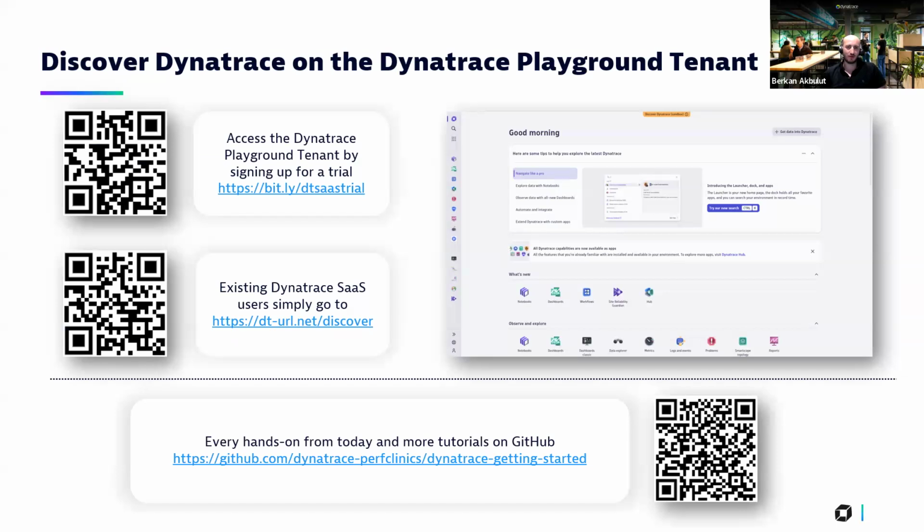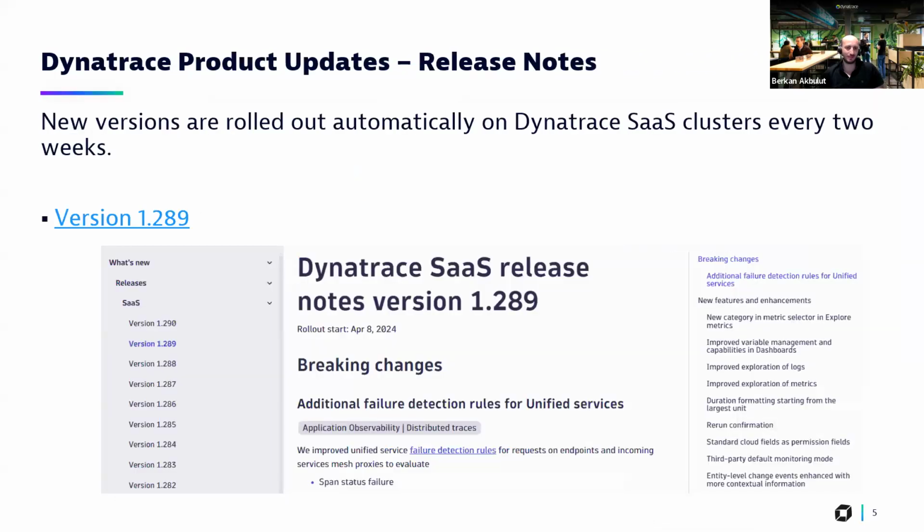To access our playground tenants, all you need is a trial account or user account. Once you have that, you can log in to our demo tenants and explore our Dynatrace capabilities and various technology integrations. If you already have an account, simply click on the link provided in the second step and access our environment directly. Additionally, don't forget to check out our tutorials, which are available as resources to help you become familiar with our platform. Next slide, please.